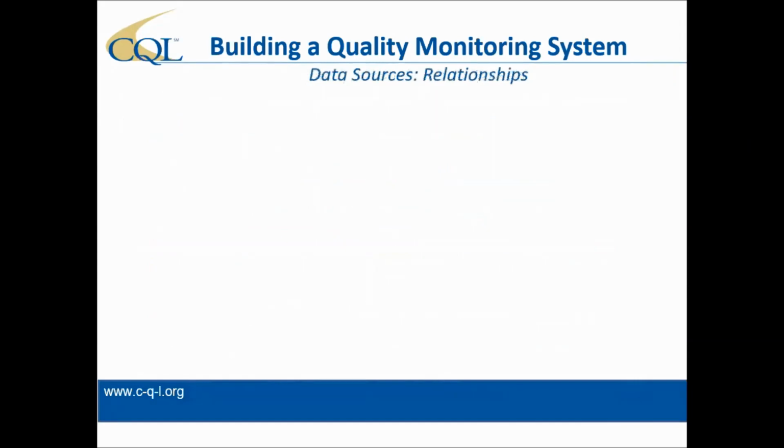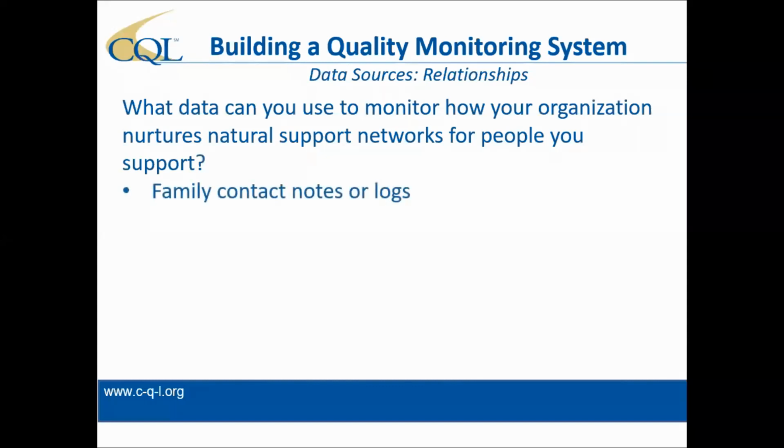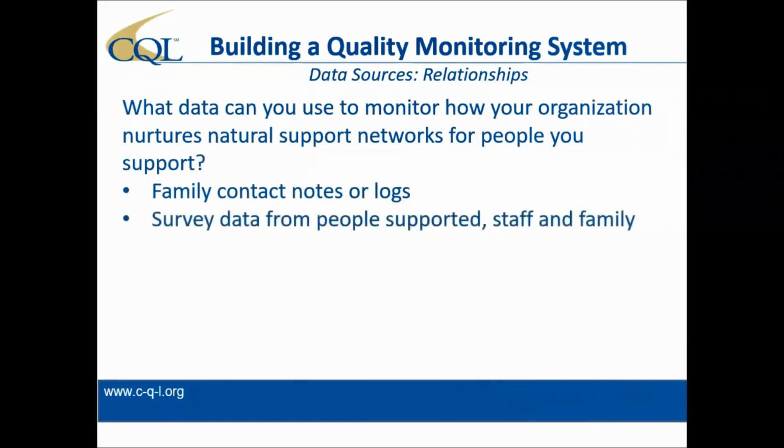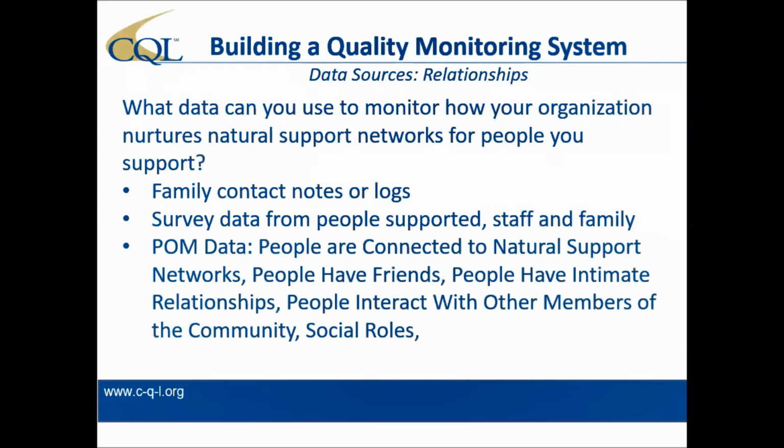Okay, so data around relationships. We can look at family contact notes or logs. Again, if you're using an electronic records management system, you might be able to pull certain types of data around this one. You can target some survey questions around this area as well. There are a lot of personal outcome measures that we can use to understand this area. So really all of the personal outcome measures that are around relationships, other than people decide when to share personal information. But natural support networks, people have friends, intimate relationships, interaction with other members of the community, and social roles.